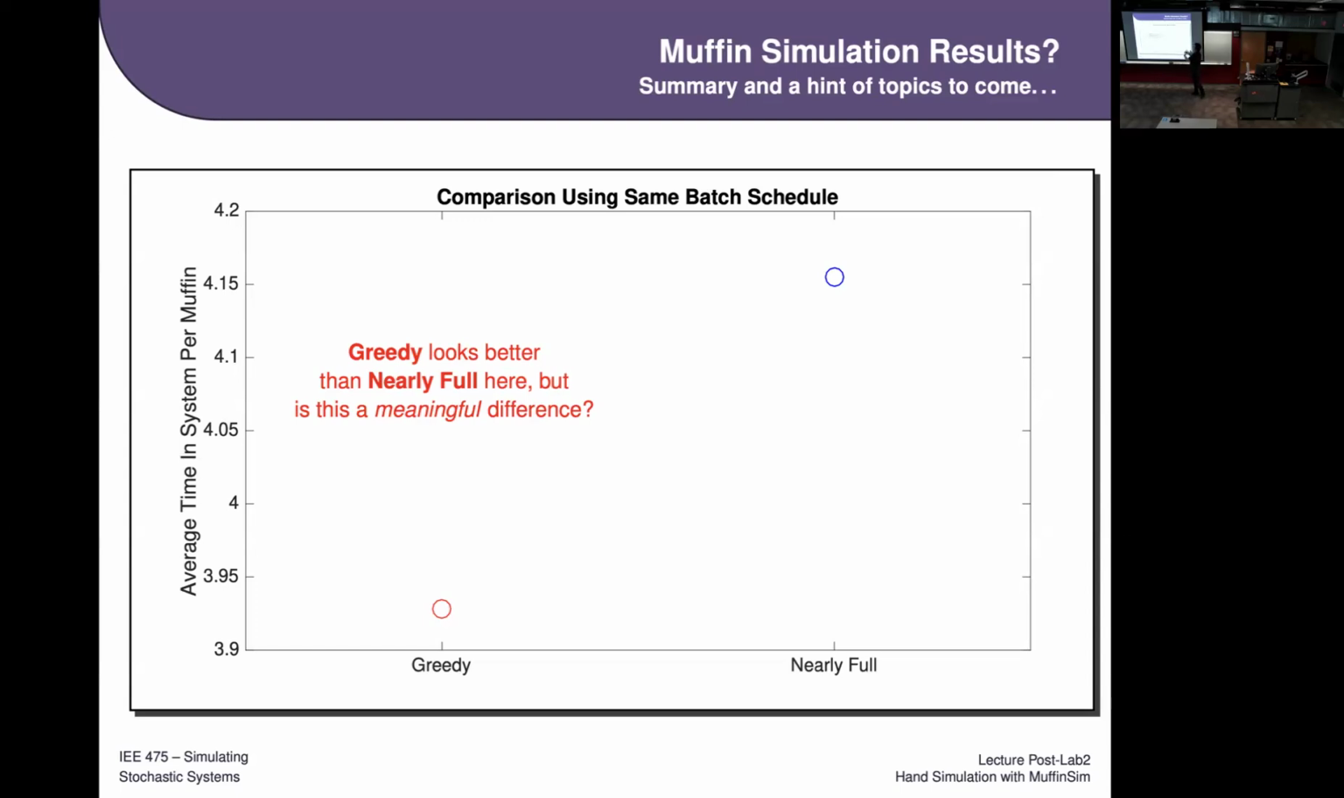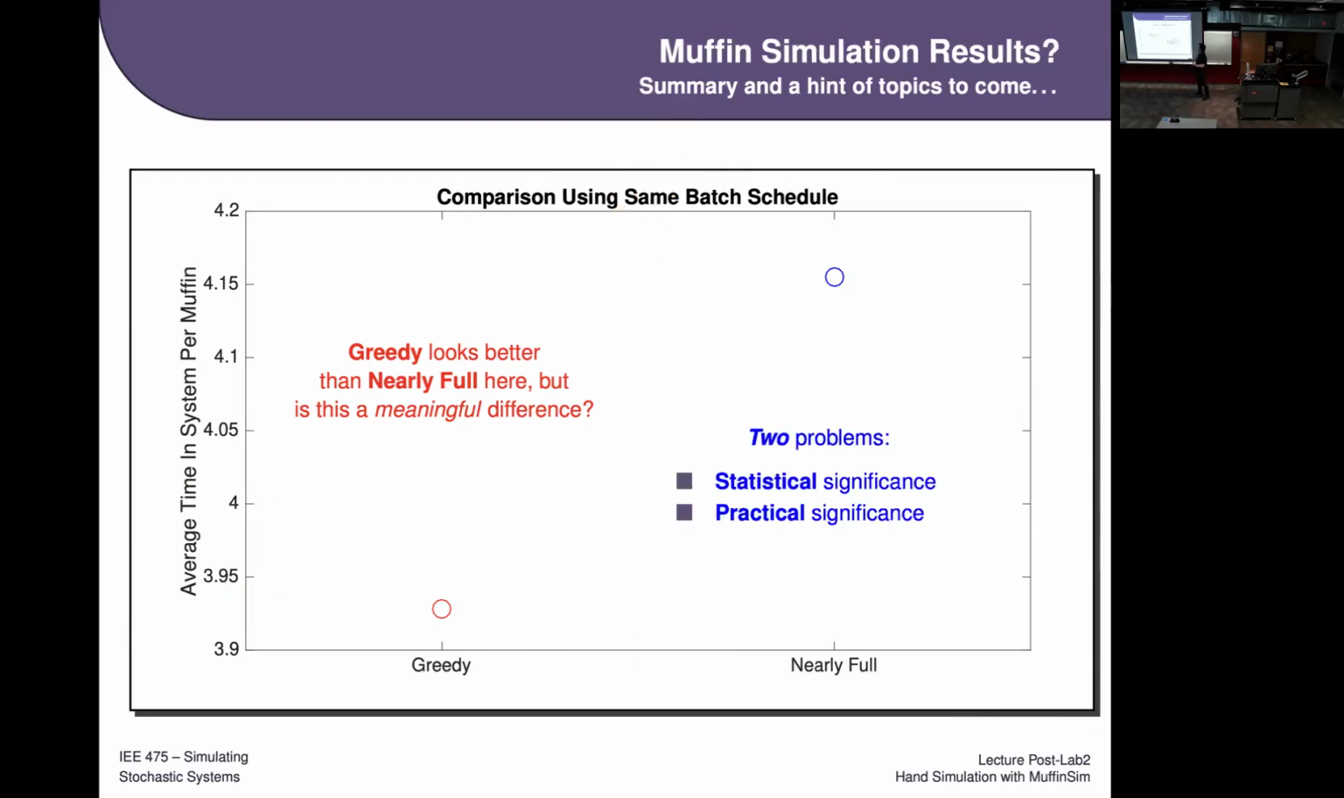And so that's what we're comparing: for different arrival schedules, what's better? If we give you the same arrival schedule, we can run it through the muffin sim and calculate the average total time in the system per muffin. Let's say down here it's 3.9 minutes versus up here it's 4.2 minutes. And I want to emphasize, this is the same batch schedule.